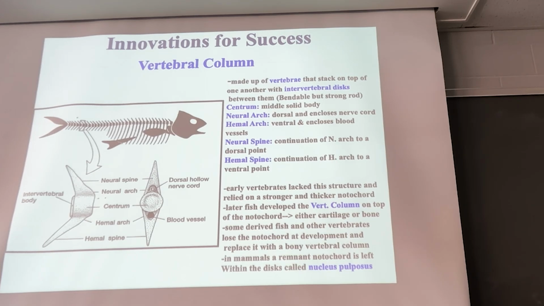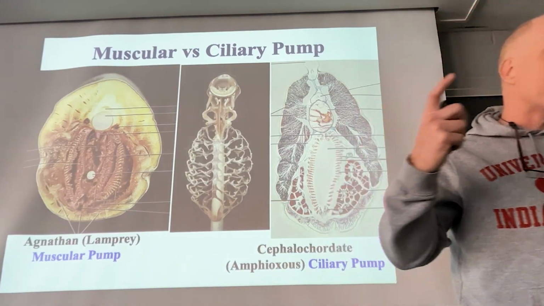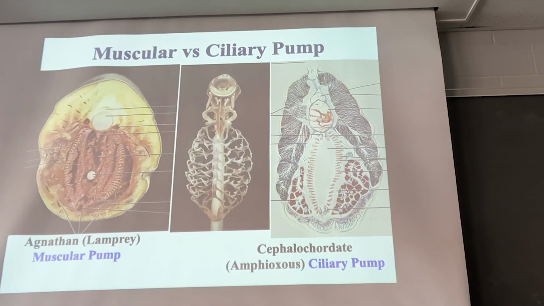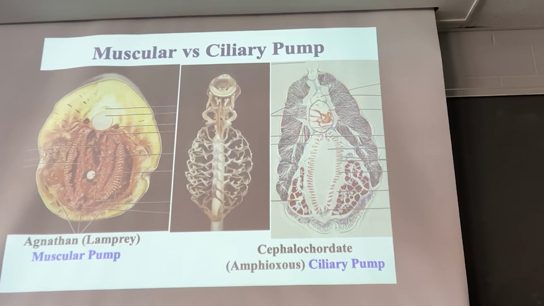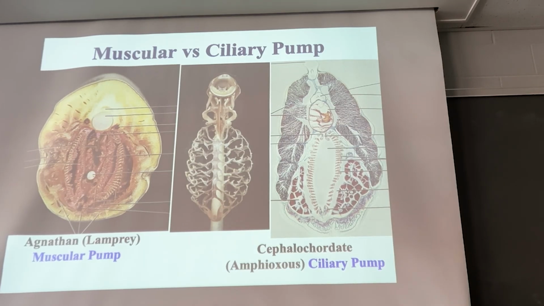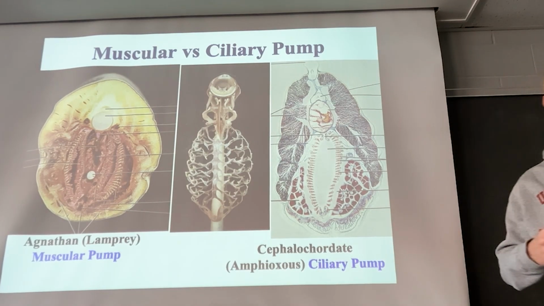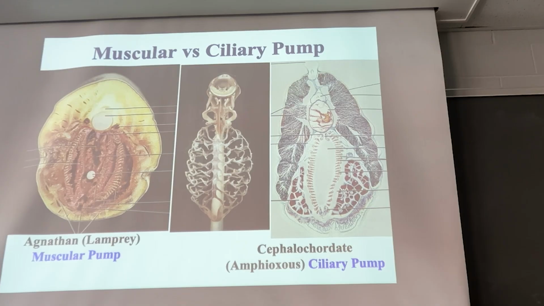So that's the first innovation for success in size increase. The second one is we have to switch over our pump. We have to get a more effective, a more efficient pump other than cilia. And so it's pretty easy to solve that problem. We know that we have myomeres, right?